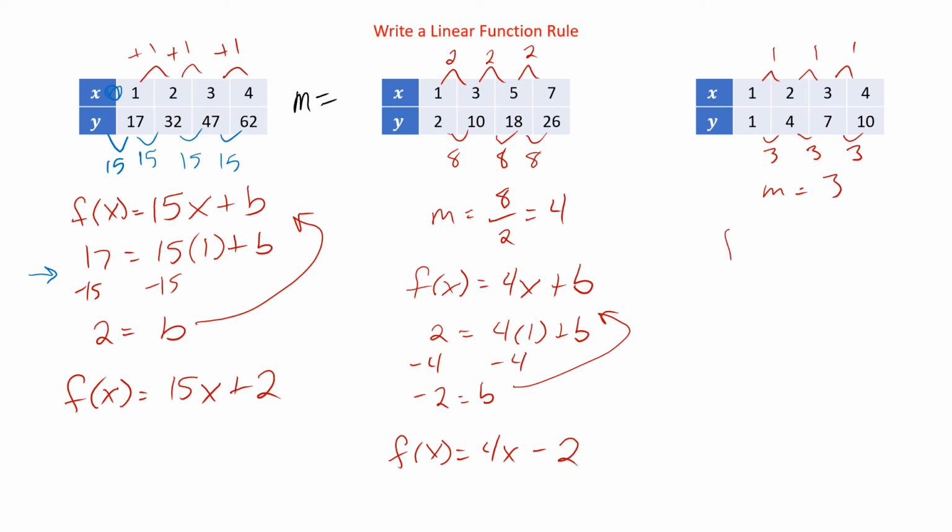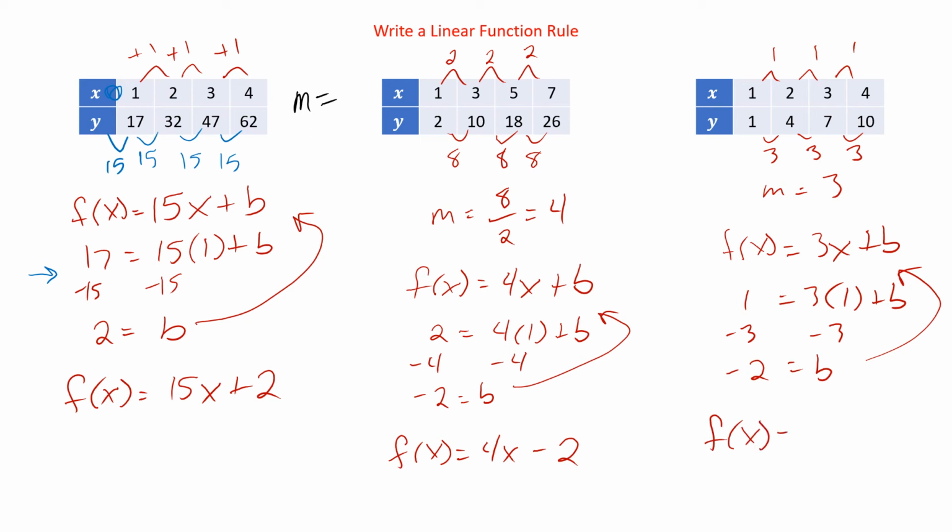So we can plug it in. F of x equals 3x plus b. We can plug in 1, 1. 3 times 1 is 3, so we can subtract 3. 1 minus 3 is negative 2 equals b. Put that back up there. So we get f of x equals 3x minus 2. Is that what you got? I hope so. If it's not what you got, did you see where you went wrong? Self-assessment.